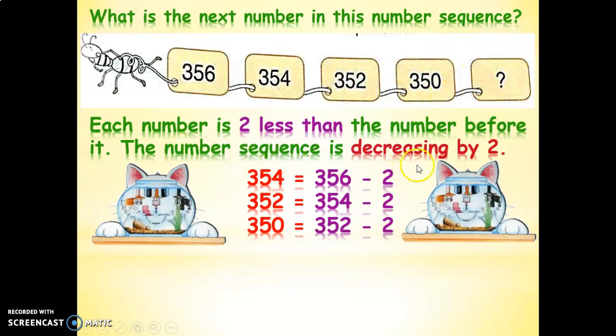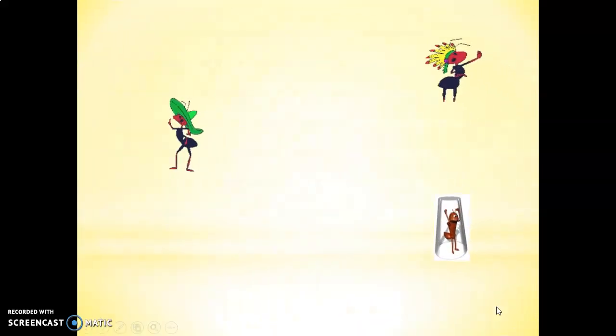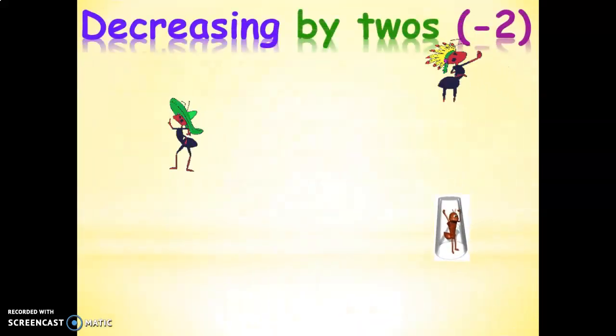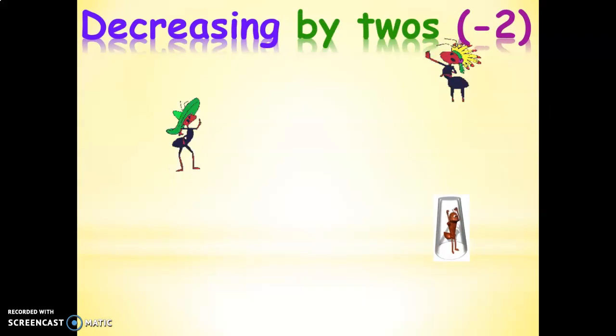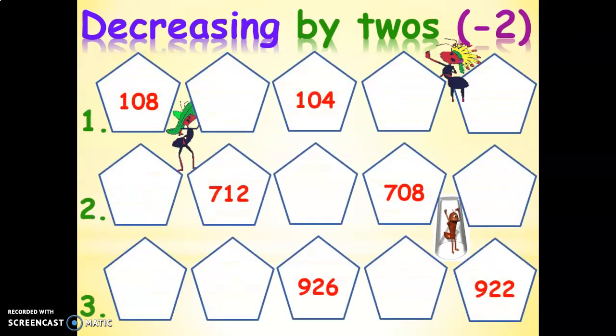So this number sequence is called decreasing by 2. And this is how we get the answers. Again, to find the answer, the number is always 2 less than the number before it. 350, 2 less than it will be 348. Now try to answer this drill. Remember that you have to do decreasing by 2's, less than 2, or minus 2. Think of the answer for number 1, for number 2, and for number 3.